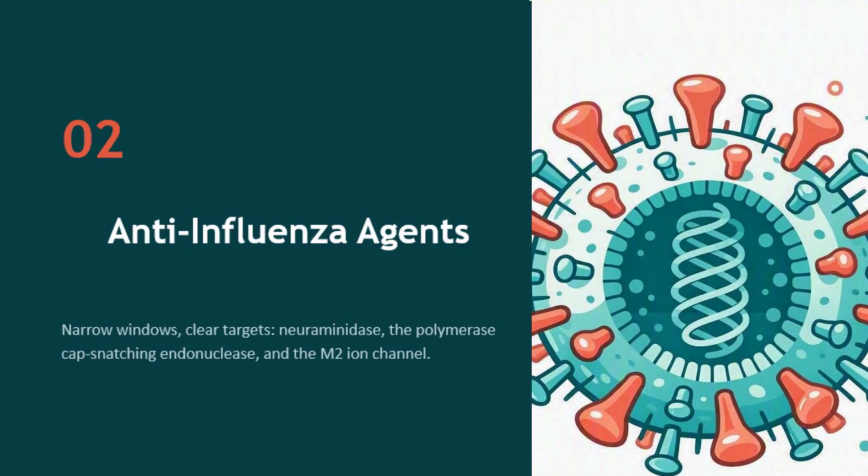We have 3 targets in this section: neuraminidase, the enzyme that lets new virions cut themselves free from the cell surface; the polymerase's cap-snatching endonuclease, which is baloxavir's target; and the M2 ion channel, which is a lesson in how quickly resistance can end a drug's career. Let's take them in turn.